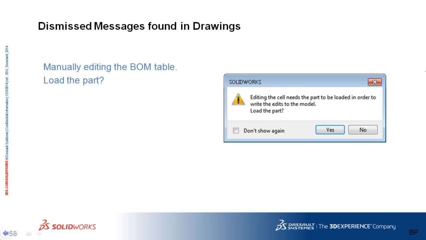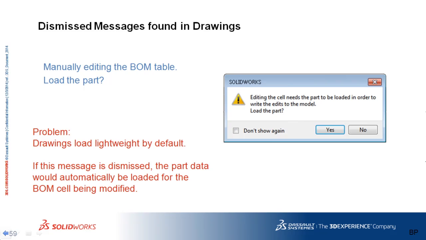Manual editing, again, another manual editing the BOM table. Do you want to load the part? Back, I believe, Phil, 2012, I believe, was when they introduced loading drawings lightweight. So when you open a drawing file, they're loaded lightweight. It's a performance boost. And when you go in and click on the table trying to modify it, it's got to load that part data into the system.